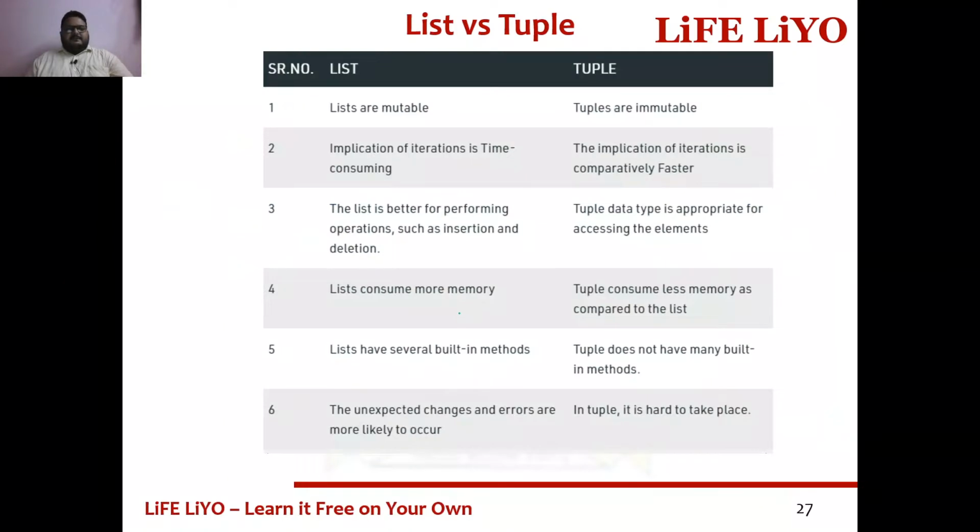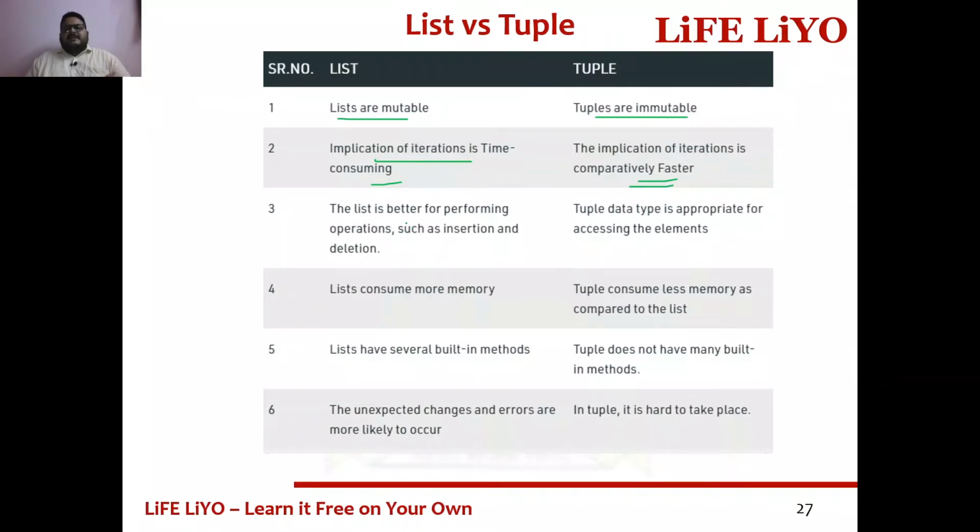What are the differences between lists and tuples? We know that lists are mutable. That means once a list is created, we can change, add, remove, and update the elements of the list. But tuples are immutable, which cannot be changed. So iteration over lists is time consuming, because lists have the opportunity of performing different CRUD operations. That's why it is a little bit time consuming. Tuples are much faster because they don't have any other operations.